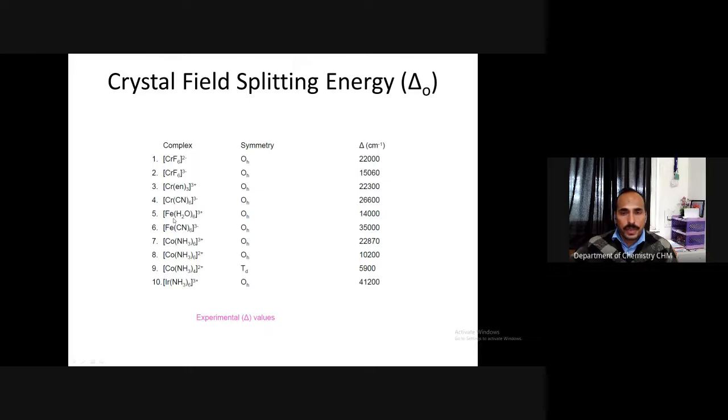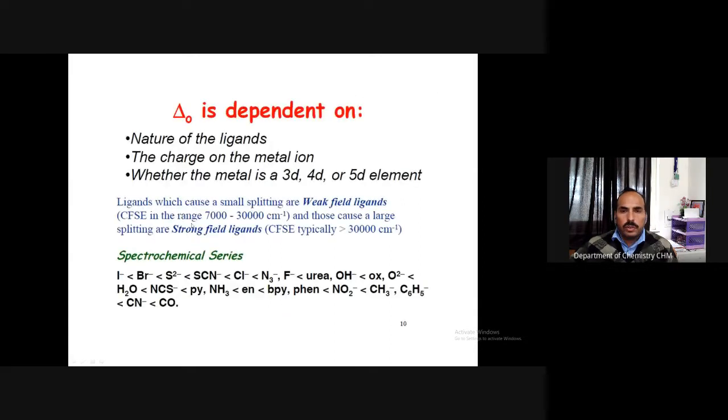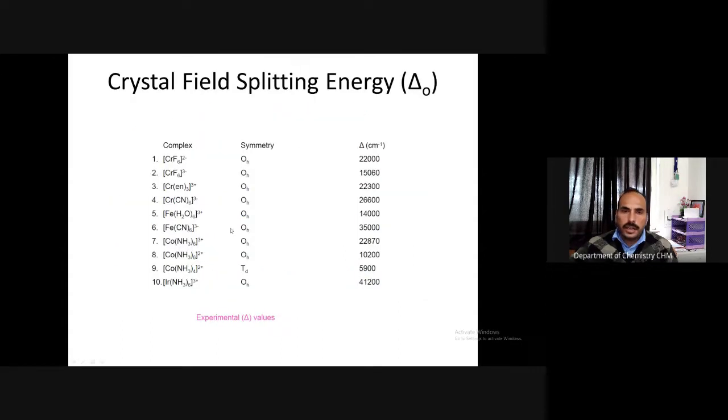Let's take more examples. Iron hexaaqua 3+. Water is a neutral ligand, so iron is in the +3 oxidation state, octahedral geometry. If you look at the spectrochemical series, water is somewhere in between, generally considered an intermediate or weak field ligand. So it has only 14,000 centimeter inverse. All these are experimental data. Around 14,000 centimeter inverse. And Fe(CN)6 3 minus: cyanide being a negatively charged ligand, the effective oxidation state of iron is +3 here.